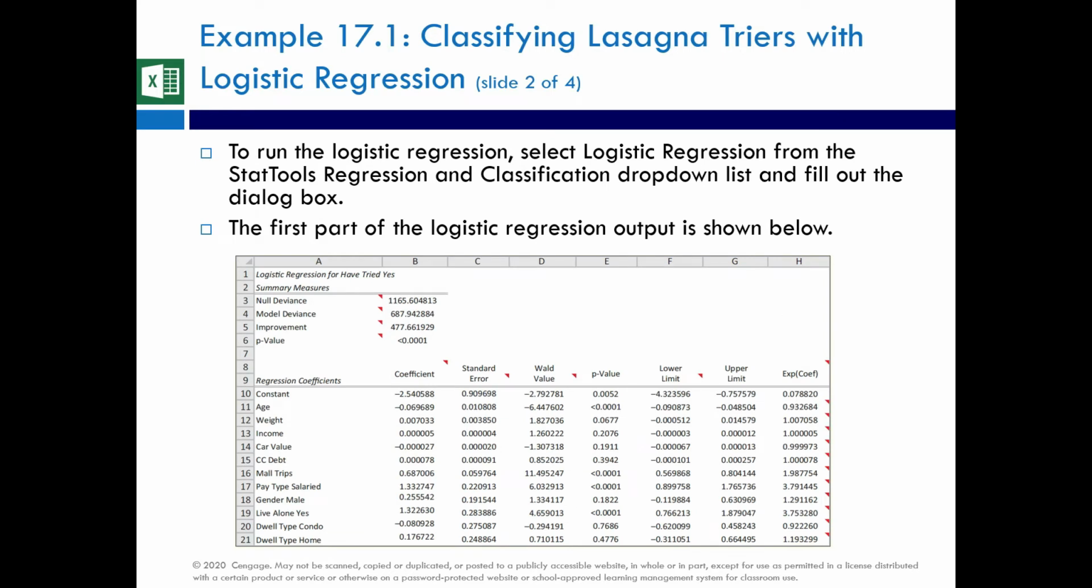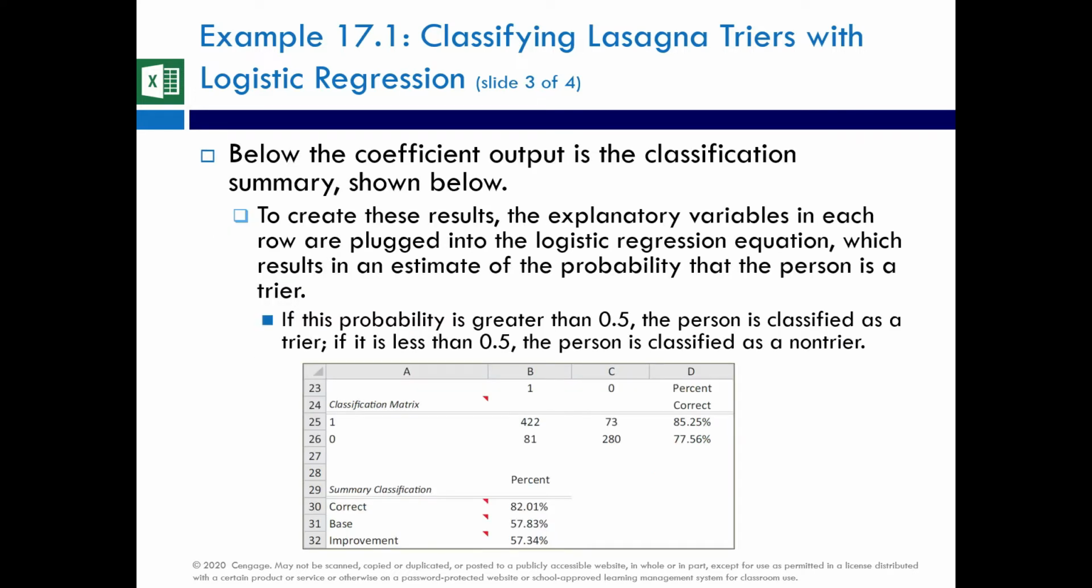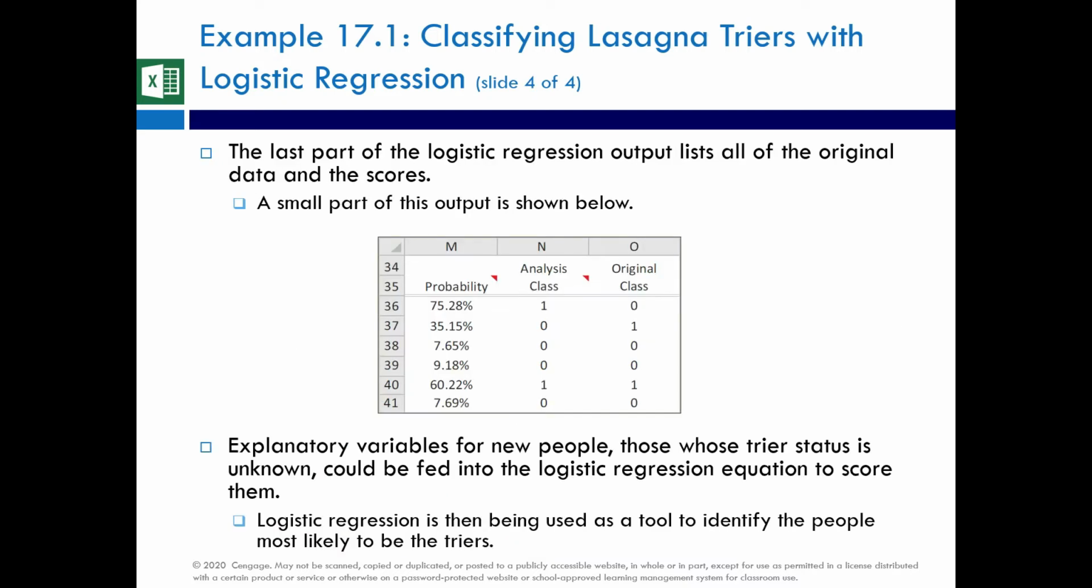To run logistic regression, select logistic regression from the StatTools menu and run it to get the following results. Below is the coefficient output and the classification summary shown below. To create these results, the explanatory variables in a row are plugged into the logistic regression equation, which results in an estimate of the probability of the person being in that tier.